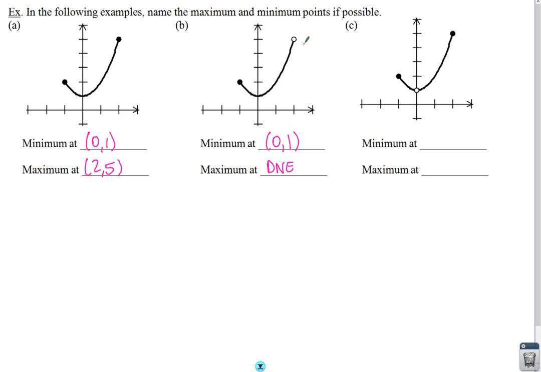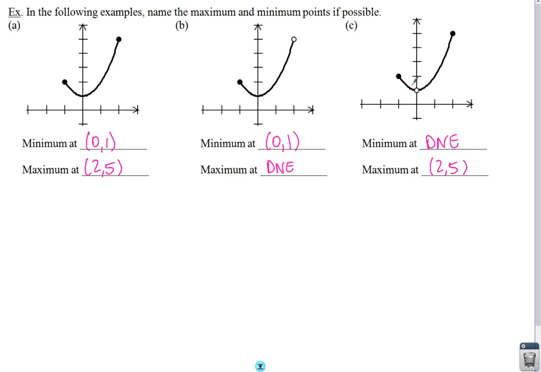Okay? And you'll notice something very similar on example C. The minimum, notice we have another open circle. Yes, the limit exists. However, the function itself does not exist here. So there is no minimum value. Okay, but there is still a maximum at 2, 5. So what do you notice that's happening on A that does not occur on B or C?